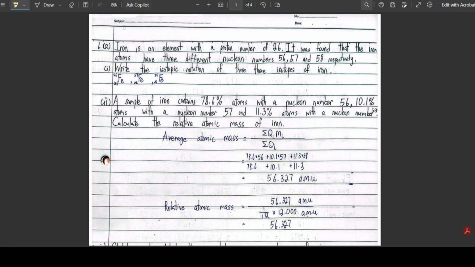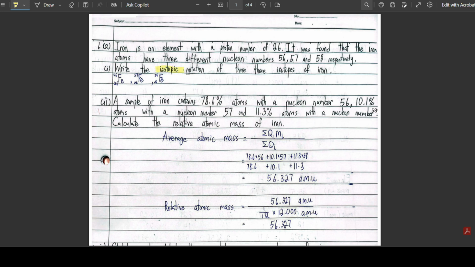Everyone. Today I will discuss the PSPM question for chapter 1. For the first question, iron is an element with a proton number of 26. It was found that the iron atoms have 3 different nucleon numbers: 56, 57 and 58 respectively. Write the isotopic notation of these 3 isotopes of iron.